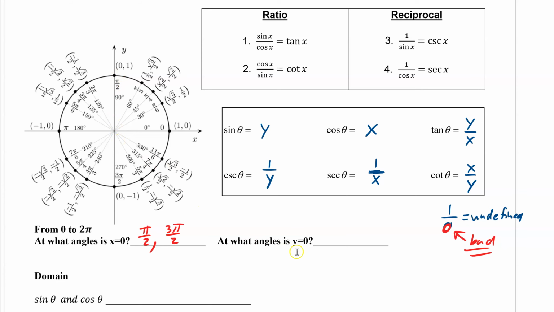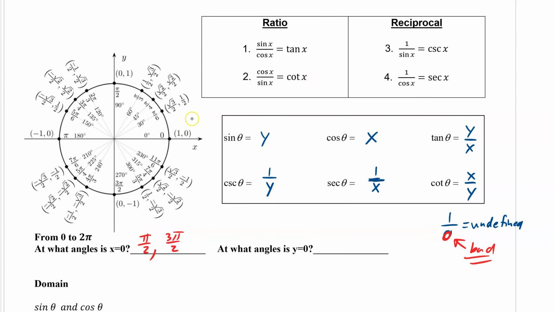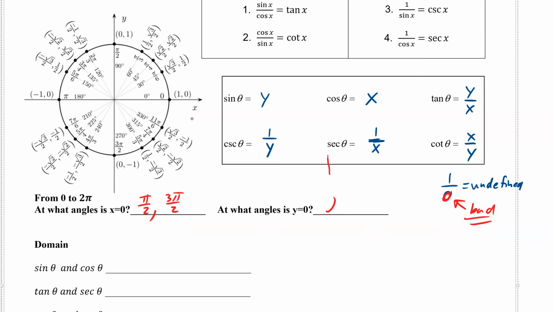Let's also look at the y. When is y equal to 0? Well, that's at 0 degrees, or 0 pi, or 2 pi. And then also at pi. So 0 pi and 2 pi are where we're going to get issues for anything with a y. So cosecant and cotangent have issues at 0 pi and 2 pi.